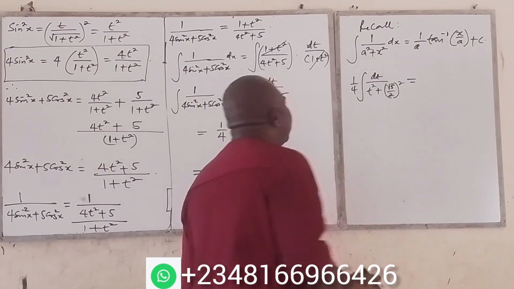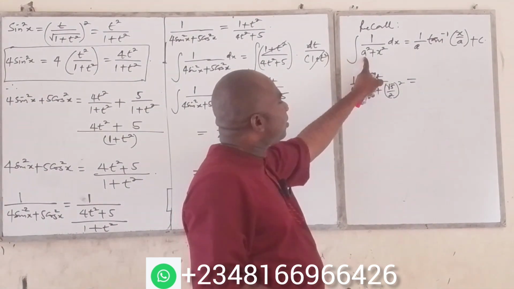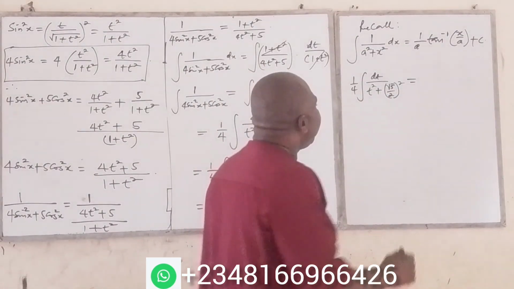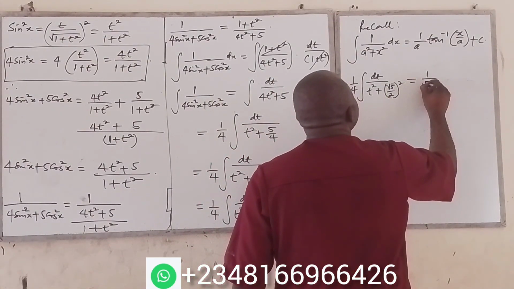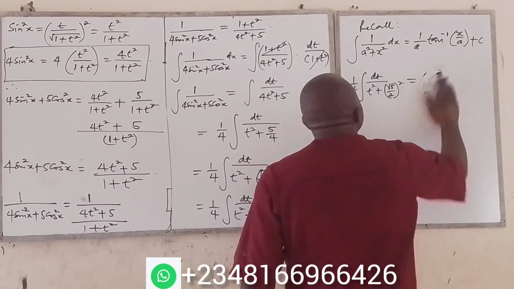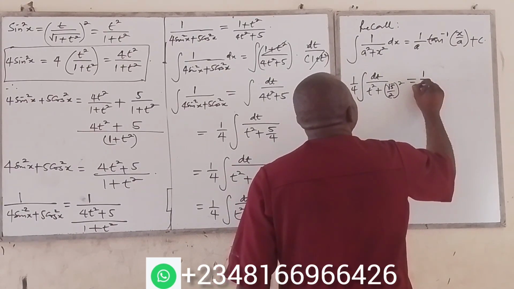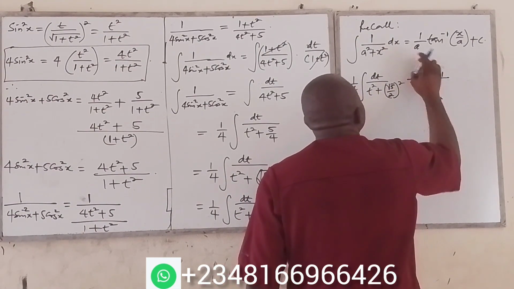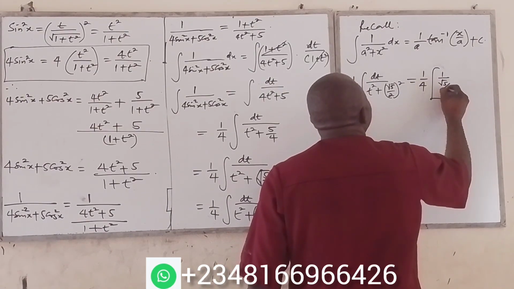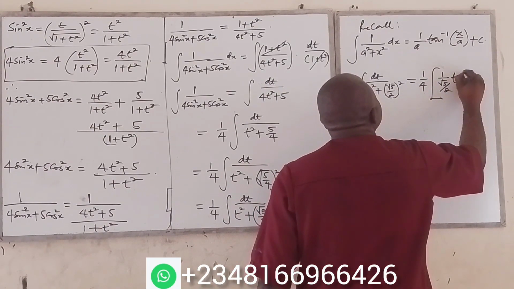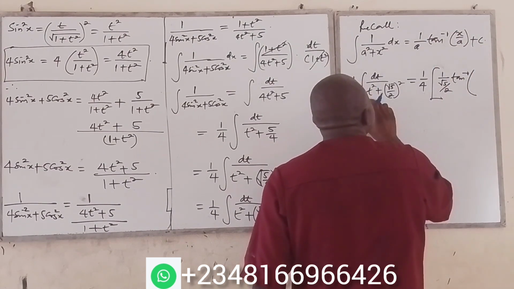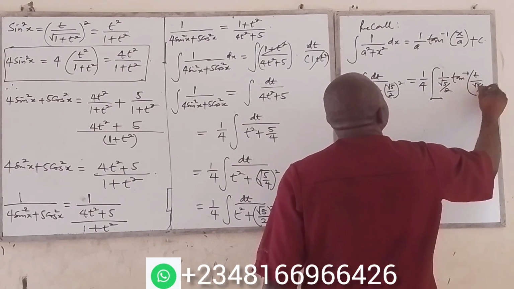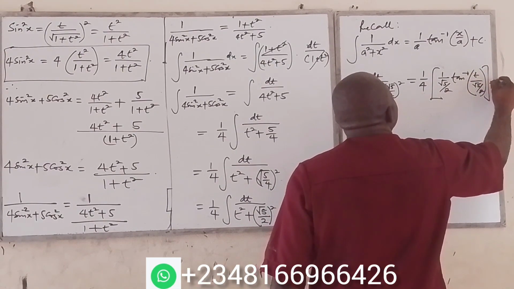Now this will be equal to, when you compare this and this, our x is t, our a is root 5 all over 2. So here we have 1 all over 4 outside. Then here we have 1 all over a, and our a is root 5 all over 2. Then here we have tan inverse of x. Remember, in place of x, we have t, so we have t all over a, and our a is root 5 all over 2. Then here we have plus constant, plus c.